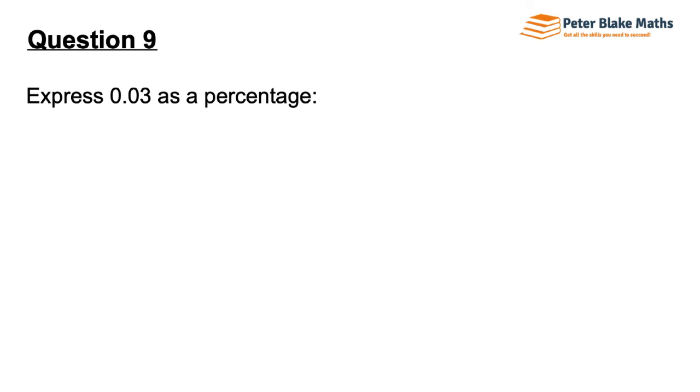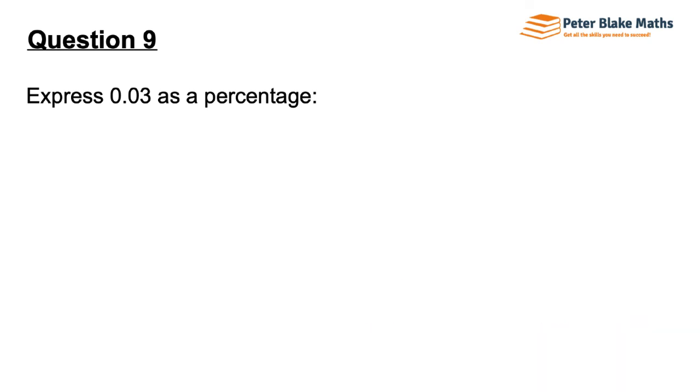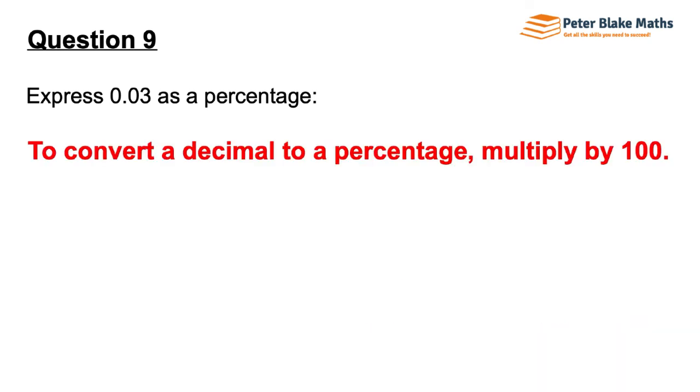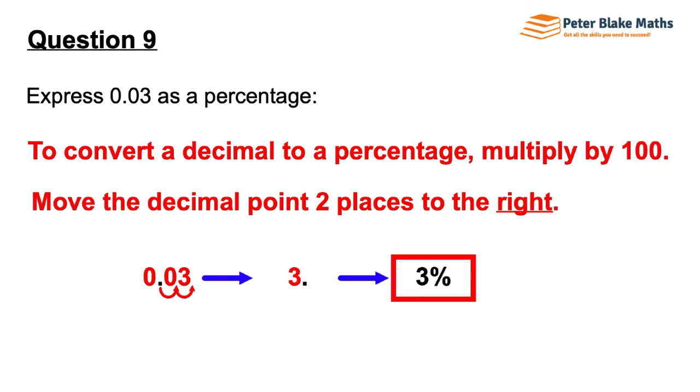Question 9. Express 0.03 as a percentage. To convert a decimal to a percentage, we're going to multiply by 100. Going to move the decimal point 2 places to the right. 0.03 there, if we move that decimal point 2 places to the right, it'll be just to the right of the 3. When the decimal point is just to the right of a digit, we don't really need to write that in. So we end up with an answer of 3%.